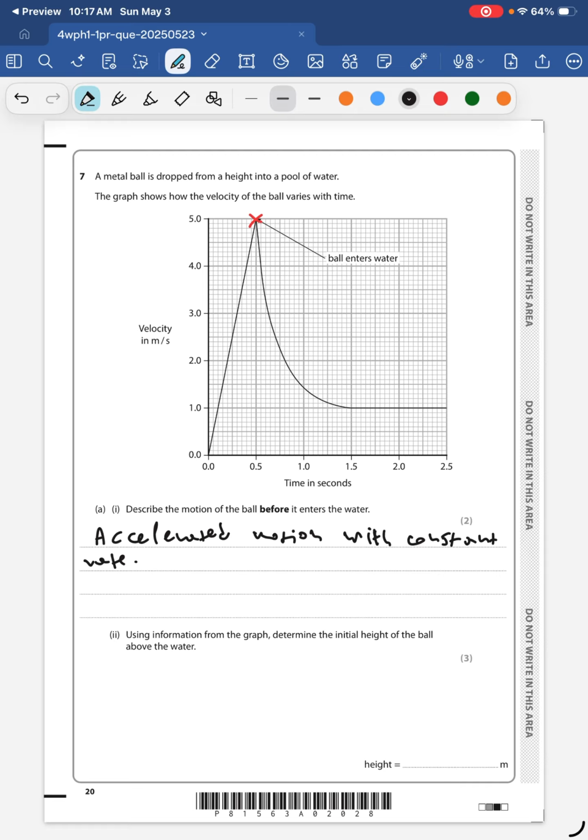Okay, part A, using information from the graph, determine the initial height of the ball above the water. Okay, so this is a velocity-time graph, so the area under the curve gives us this height, okay? And we have to find this area. So 1/2 times 5 meters per second times 0.5 seconds yields 1.25 meters, okay? And that's the height.